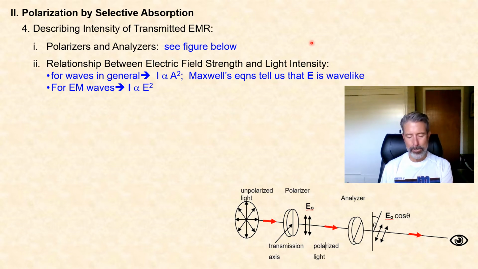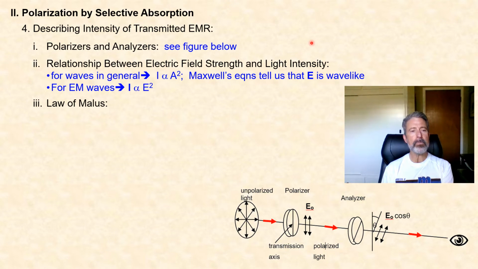So here's a bit of a stretch of the imagination, but hopefully not too big of one. If we say for waves in general, the intensity of the wave goes like the square of the amplitude, we're going to say that for electromagnetic waves, the intensity of an electromagnetic wave goes like the square of the electric field vector. And when you take Physics 103, we'll talk about the relationship to the magnetic field vector as well.